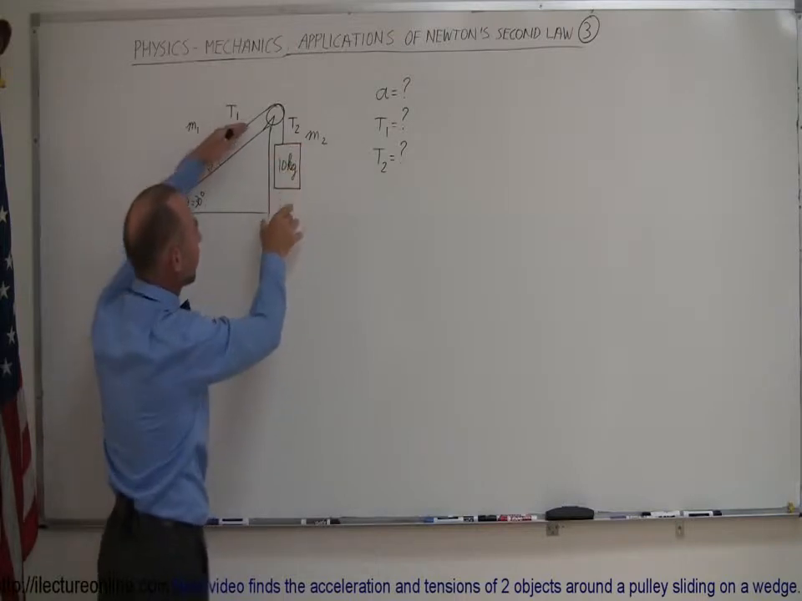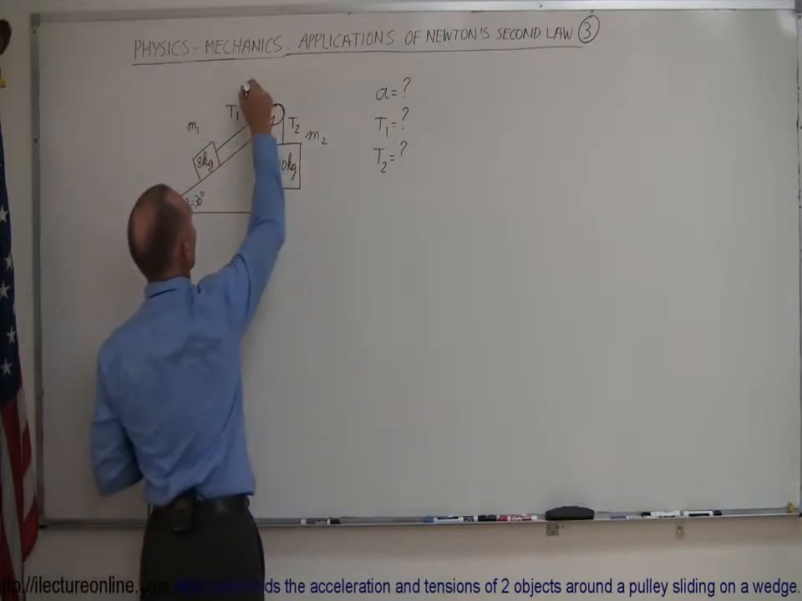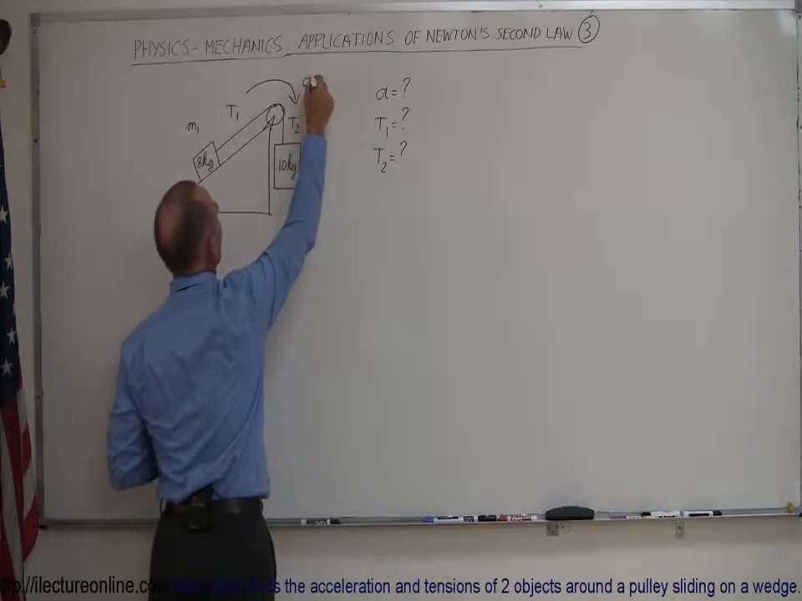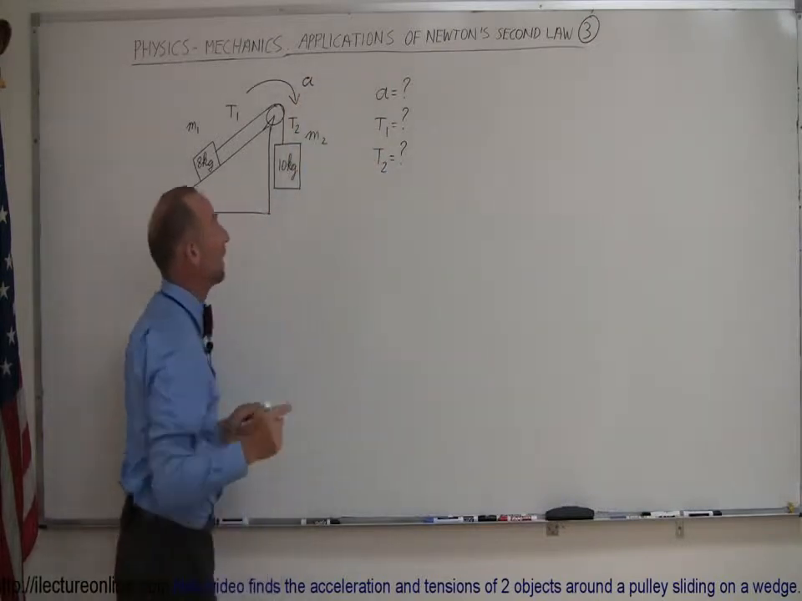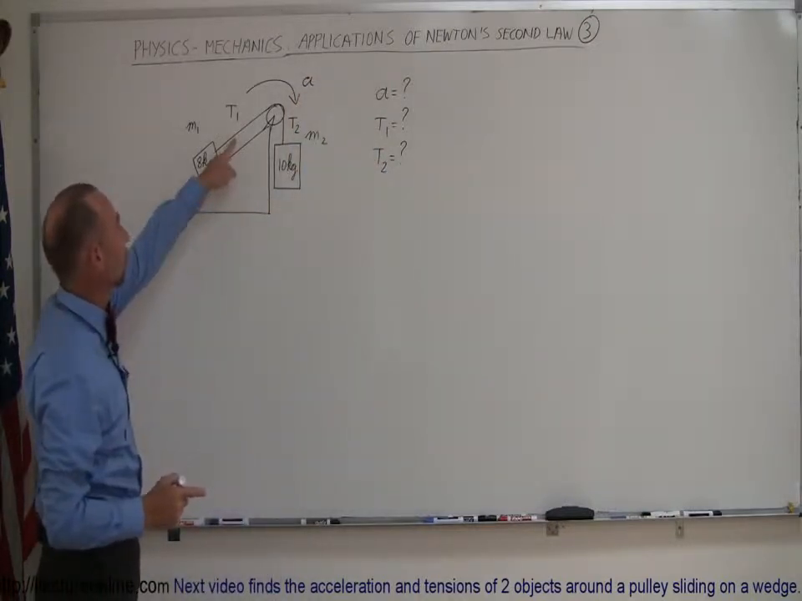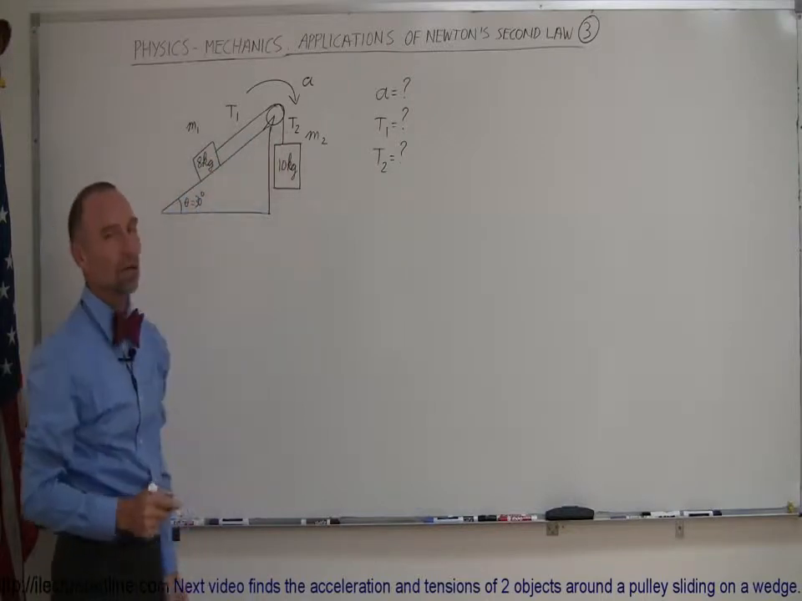There's going to be an acceleration in this direction. So the assumption is that the acceleration will be like this. The question is, what is that acceleration, and what is the tension in the string over here, and what is the tension in the string over there?